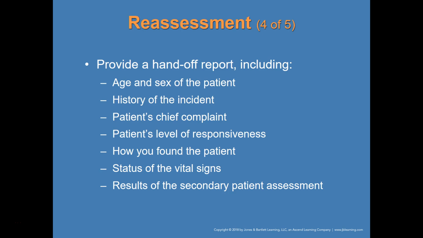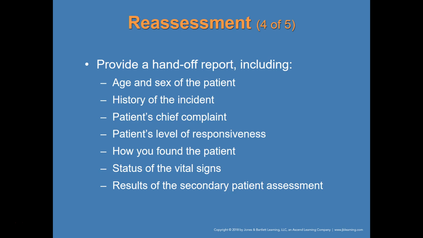This is going to include the age and sex of the patient, history of the incident, so what happened. We need to inform them of the patient's chief complaint, level of responsiveness, how we found them. If this was a car wreck and there was an ejection of the patient, did we find them face down in the dirt? Did we find them hanging in a tree? How did we find that patient?